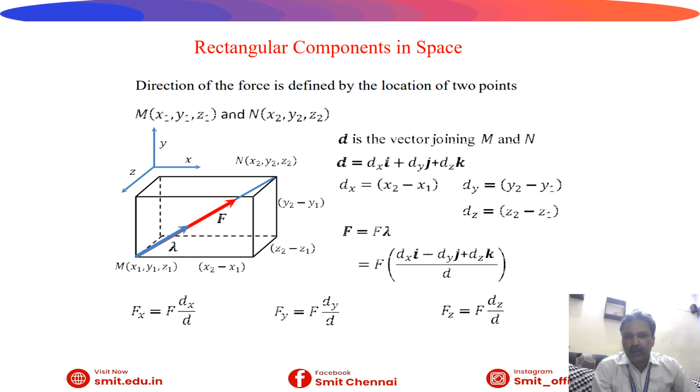F equal to F lambda. In terms of lambda, we are going to write lambda equals dx i plus dy j plus dz k, divided by d. We are writing in the same manner. So now the next step: for Fx, just take the F term inside the bracket, therefore you will get Fx equal to F dx by d, Fy equal to F dy by d, Fz equal to F dz by d.